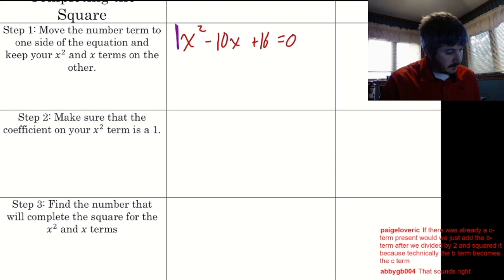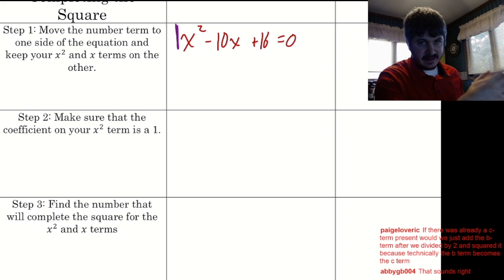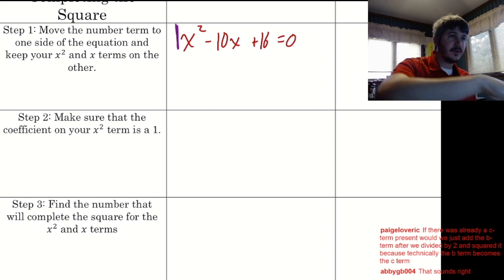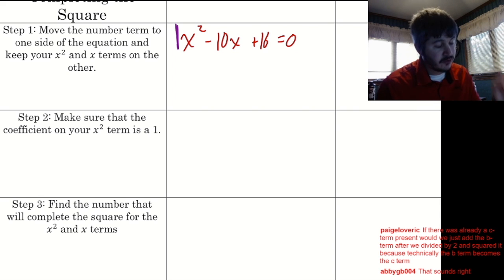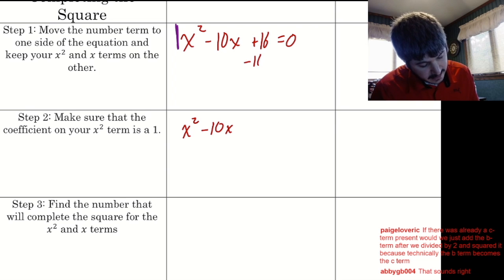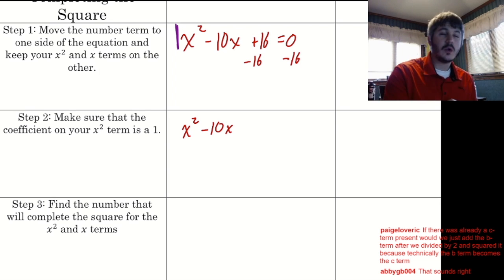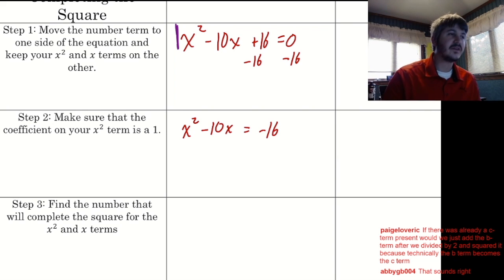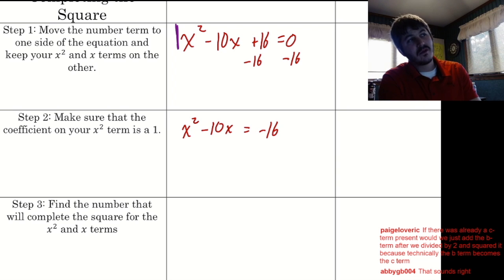And what I'm going to do, because now we have the c term, and our steps over here actually don't tell us how to handle the c term, what we do is you're going to take the c term and you're going to put it on the right hand side of the equation. So we do have a 1x squared, we have a minus 10x, but we're going to subtract 16 from both sides. You actually don't want the whole number there. So I'm just going to throw it over here. So you get negative 16 over there.